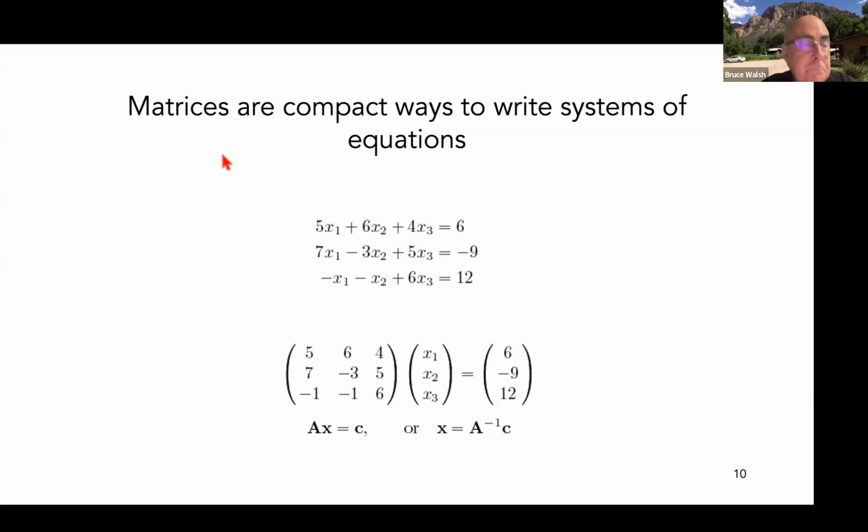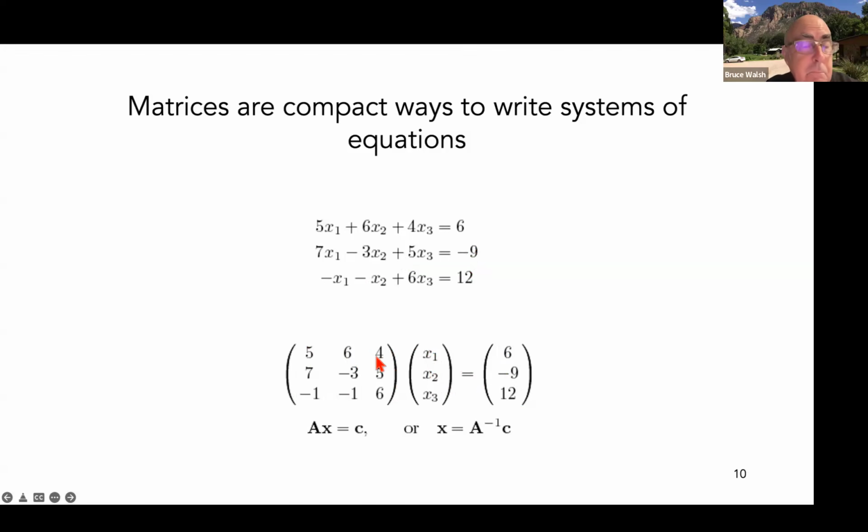Well, let's do this. Let's look at these leading coefficients, 5, 6, 4, 7, minus 3, 5, minus 1, minus 1, 6. And I can write those in this matrix over here. That's what I know. Then I have what's unknown. I'm trying to solve for x1, x2, x3. I know the first equation equals 6, the second minus 9, the third 12. Well, this is writing that in matrix form.